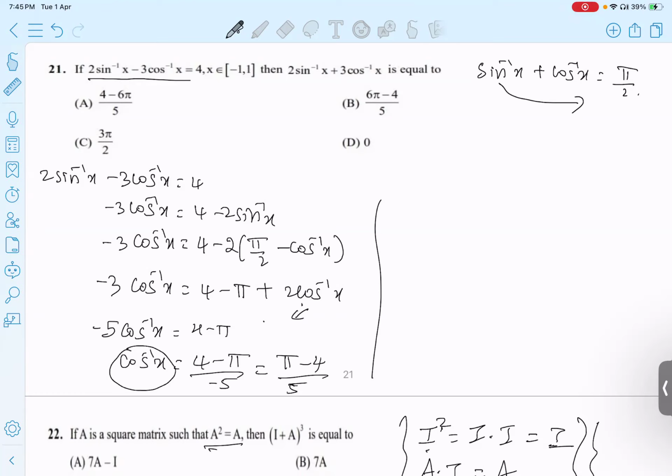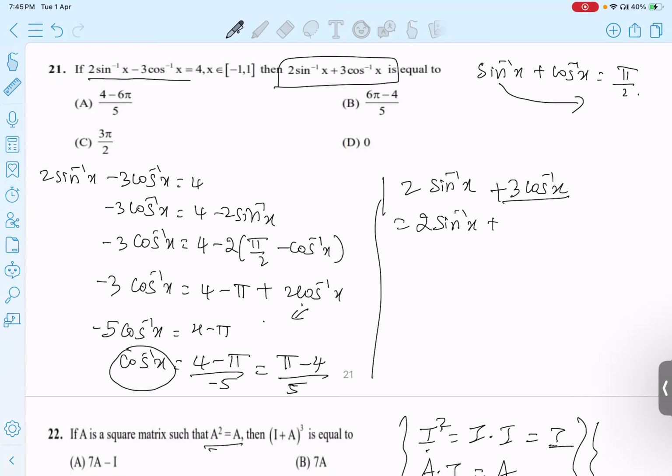Substituting this cos inverse in the equation, what is the value of 2 sine inverse x plus 3 cos inverse x is the question. This can be written as 2 sine inverse x plus 3 times cos inverse x, which can be split as 2 cos inverse x plus 1 cos inverse x.